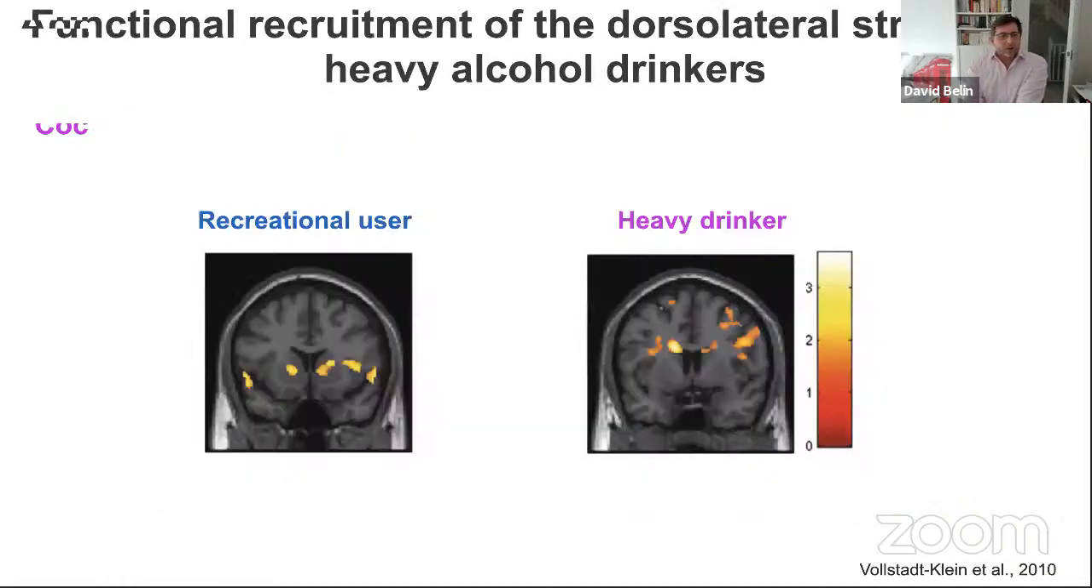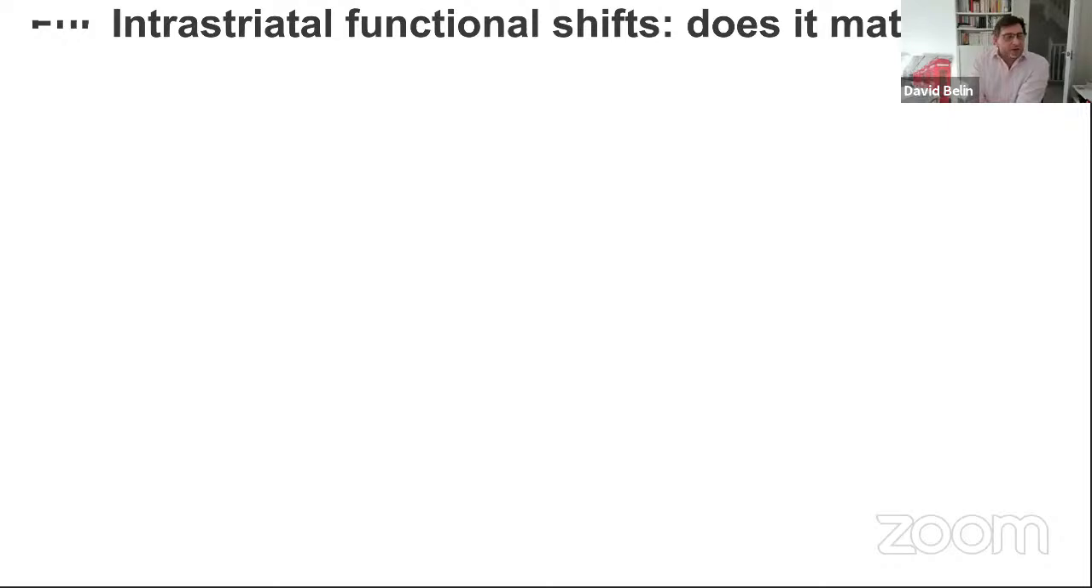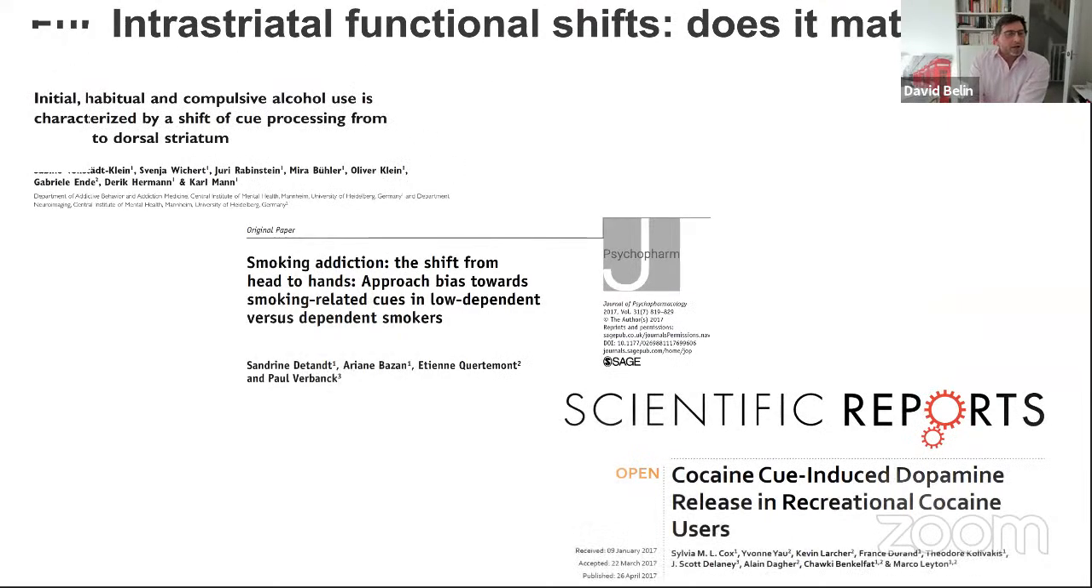So the same transitions have been shown in the context of alcohol in a series of elegant studies from Wolfgang Sommer and Klein, who show that if you take an alcohol user, a recreational user, and you present them with cues, there is activation of the ventral part of the striatum here. And if you present the exact same cues to a heavy drinker, it is the dorsal part of the striatum that is responding to these cues. So once again here, a ventral to dorsal shift. Well, does it matter? Yes, it does quite matter, because these intrastriatal transitions, these shifts from ventral to dorsal striatum, have been reported for every single drug.